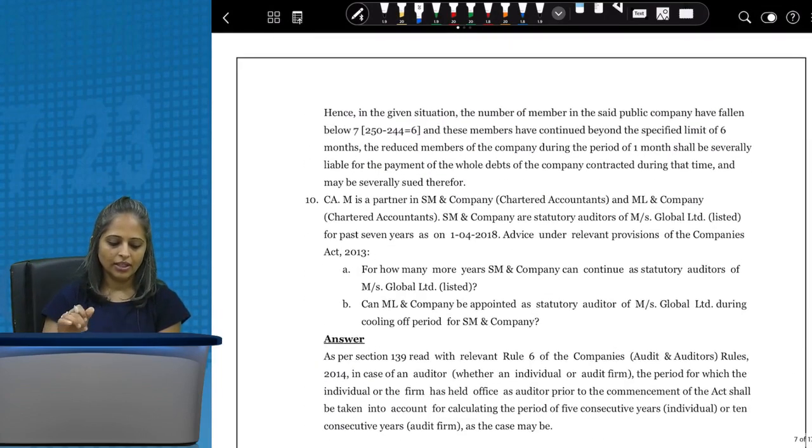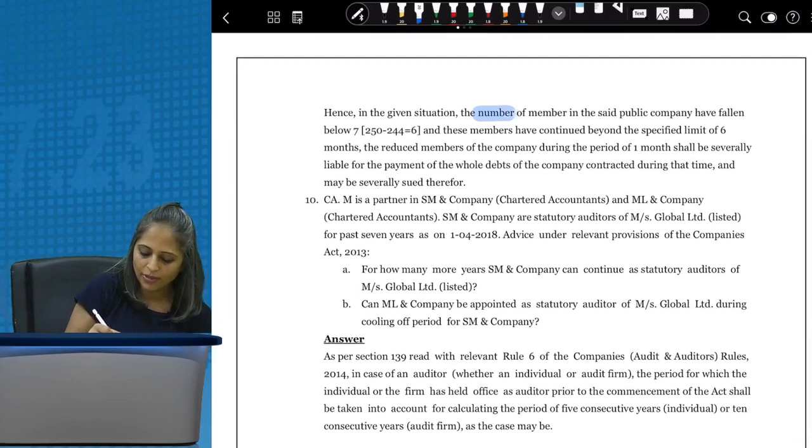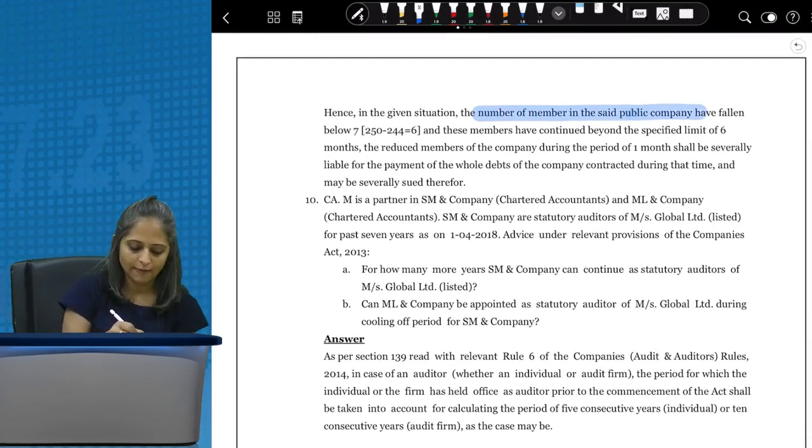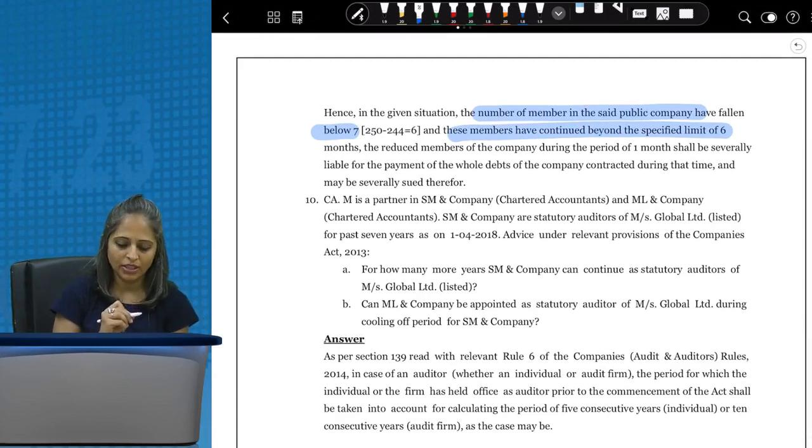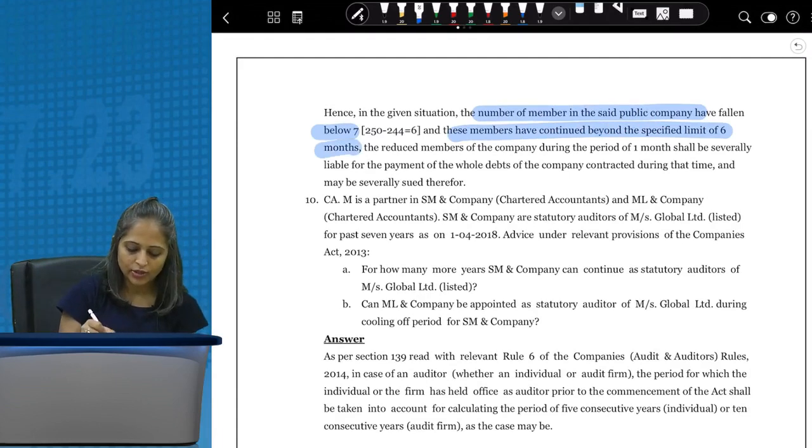Hence, in the given situation, the number of members in the said public company has fallen below 7 and the members have continued beyond the specified limit of 6 months. The reduced members shall be severally liable for the payment of whole debts of the company contracted during their time and may be severally sued.